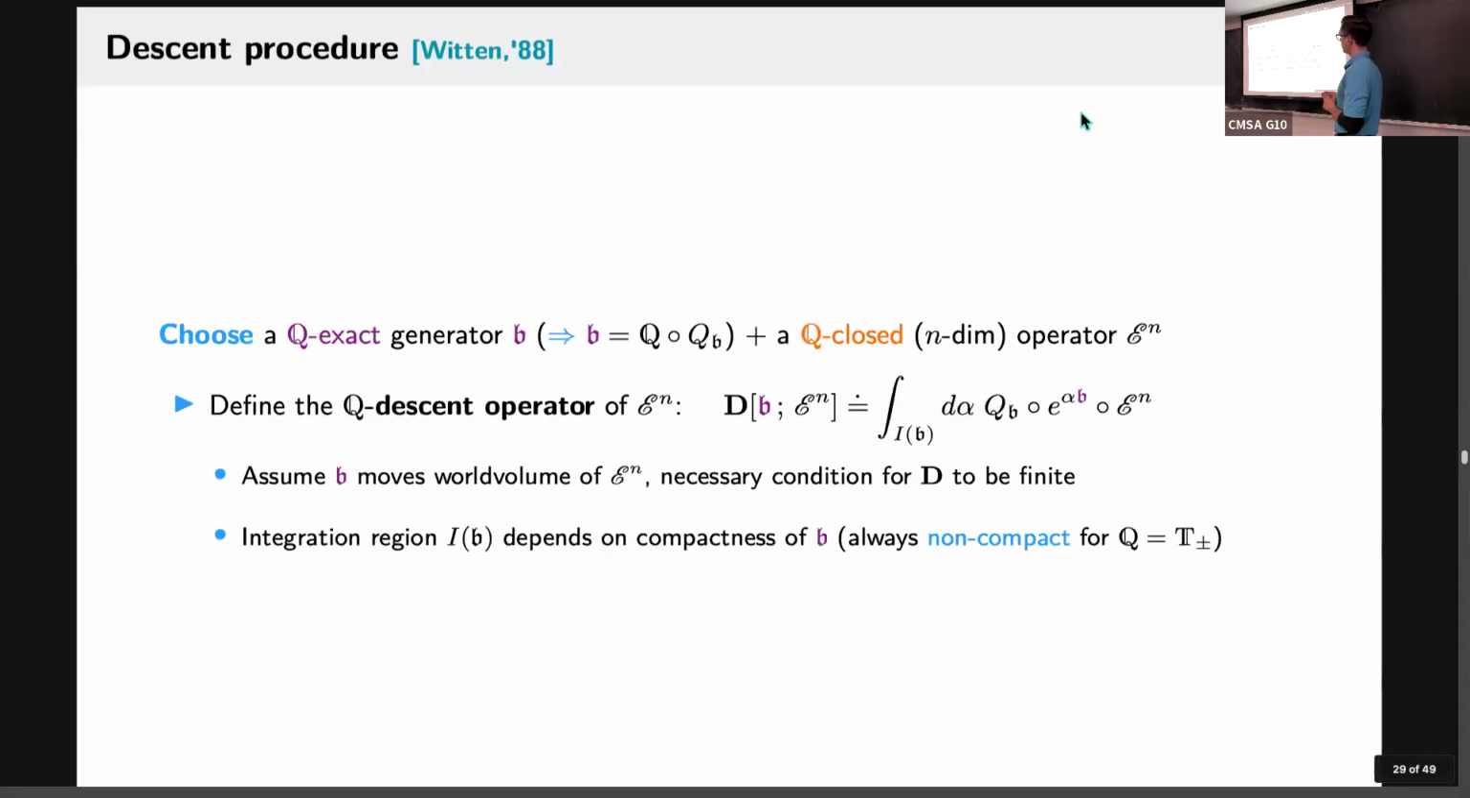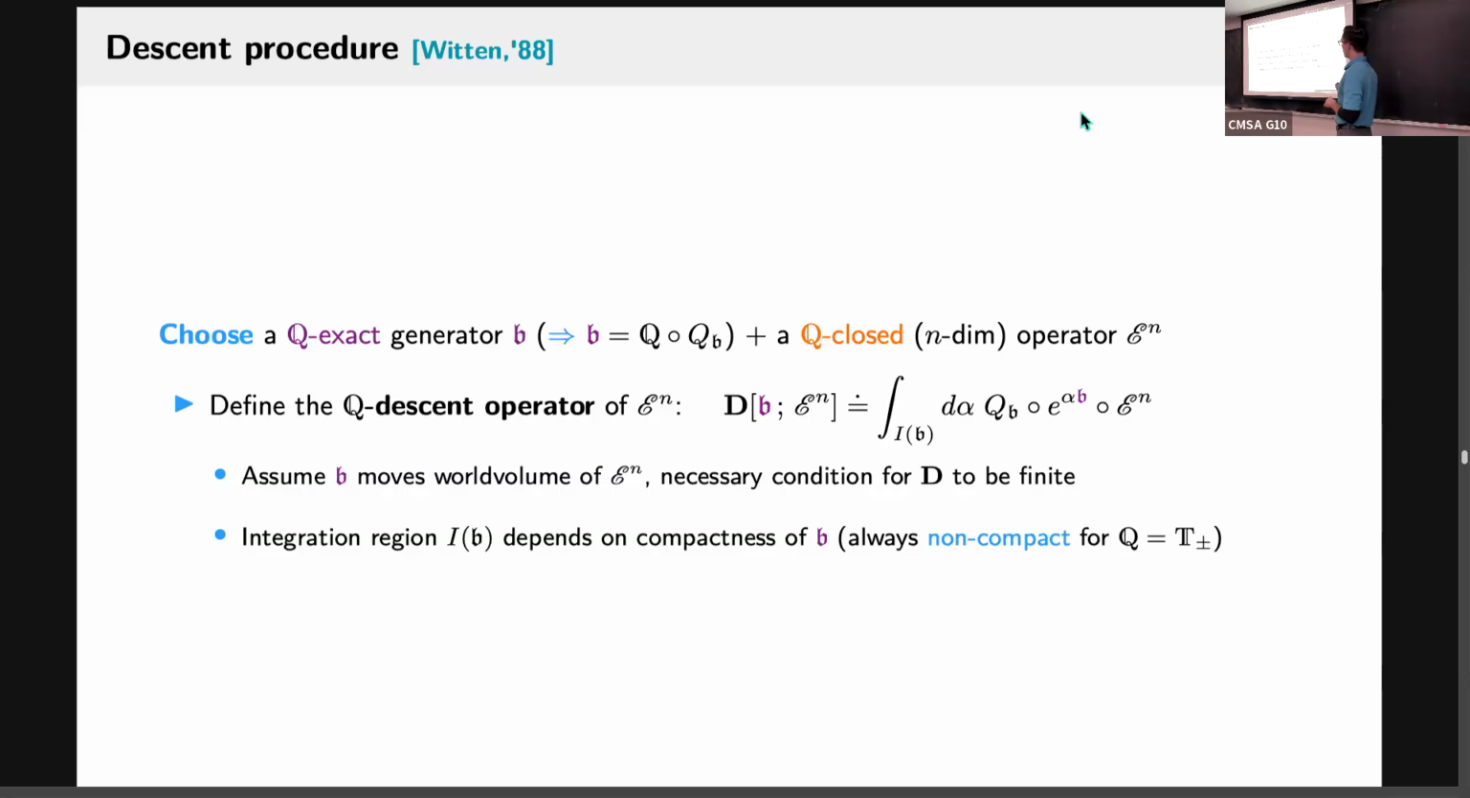But okay, so here's how the algorithm is run. We choose a Q-exact generator, which I'll call B. And being Q-exact, it means that I can write B as Q acting on another supercharge, which I'll denote Q sub B. So that just means that B is in the image of my nilpotent supercharge. And I also want a Q-closed operator, which I'm going to call E. And the superscript here is just denoting the fact that it can be n-dimensional, it can be a local operator, doesn't matter. I just want it to be Q-closed. And then this is the definition of the Q-descent operator of E. So let me break this down. We first just take E here, which is defined on some fiducial worldvolume.